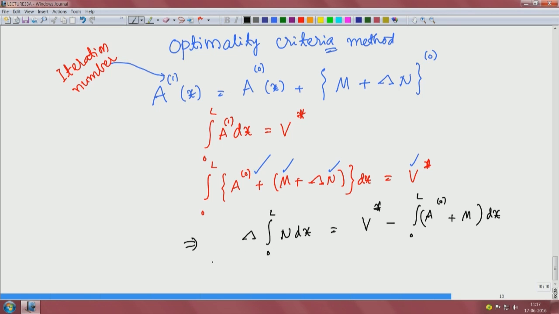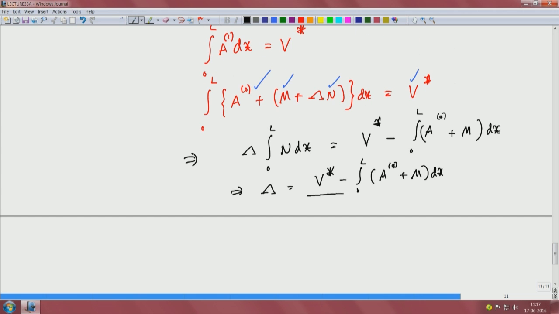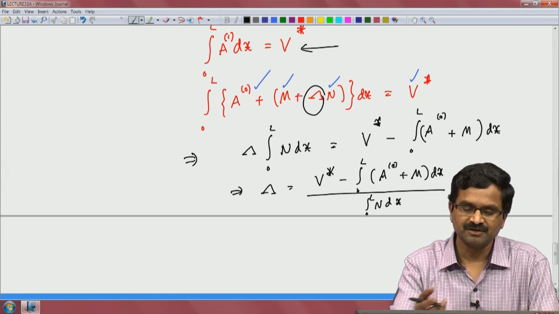So what I get is lambda equals V star minus integral 0 to L of A0 plus m dx, divided by integral 0 to L of n dx. Basically, if n equals 1, it will just become L, but in general you can get lambda. That is also analytical because our constraint here is linear in the area of cross section. If it is non-linear, we have to do that also numerically. But in whatever case, a single variable lambda is our variable now, and we can find that using an equation.